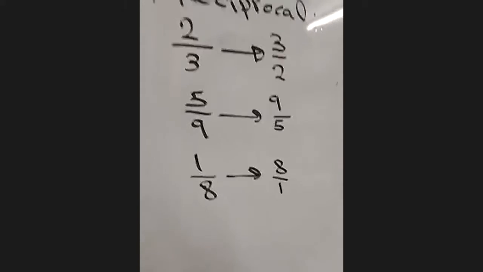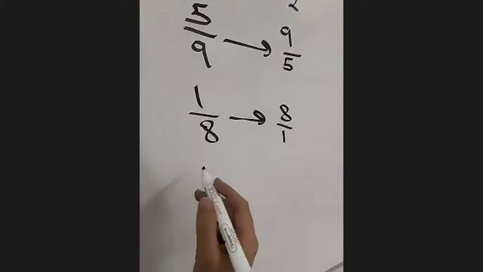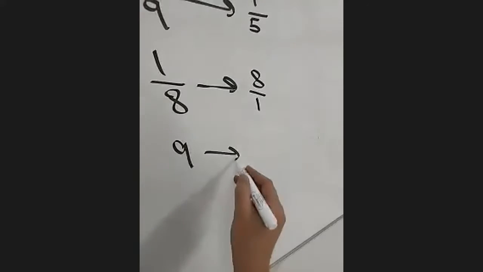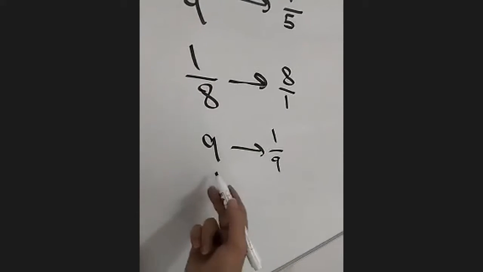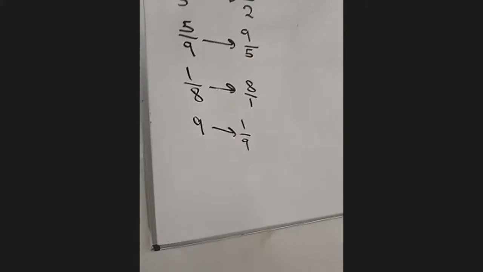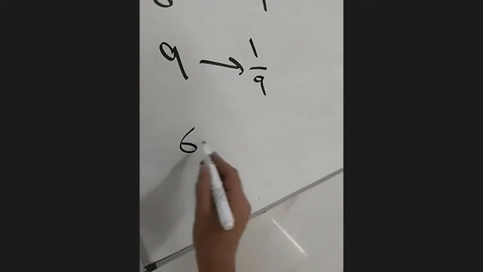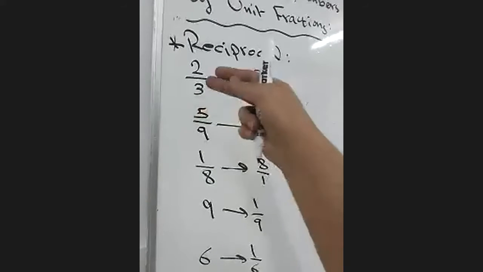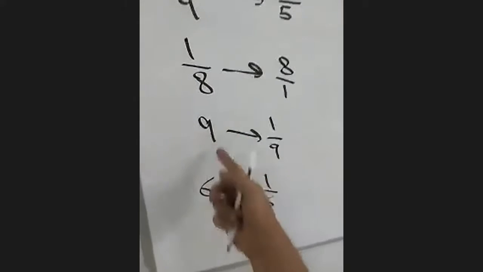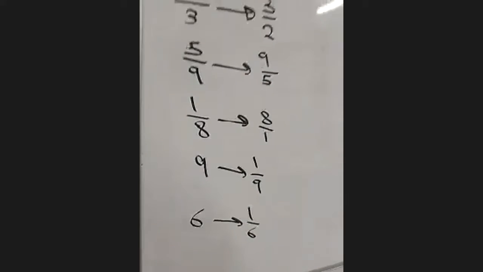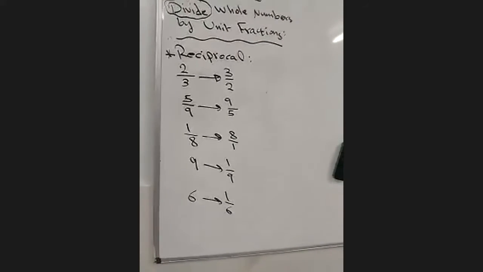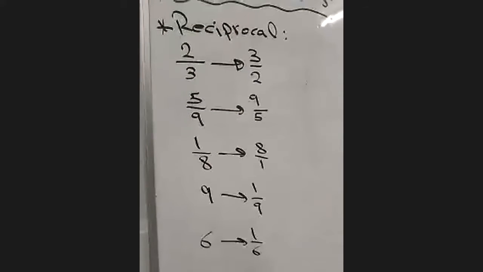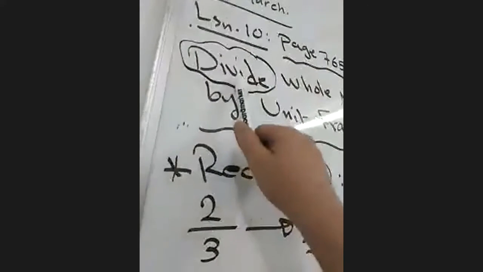If we have whole number also, we can find the reciprocal. The reciprocal of the whole number 9 is 1 over 9 because it's already over 1 here. The reciprocal of the whole number 6 is 1 over 6. So if it's a fraction, we flip it normally. If it's a whole number, we put 1 over the number. This we call reciprocal. Why did we take this reciprocal? Because we'll use it in the division.